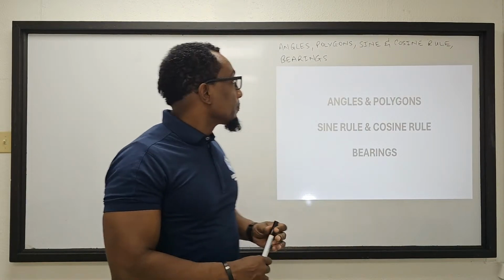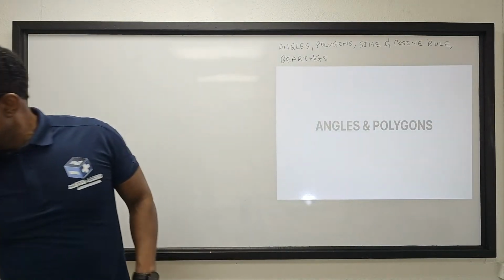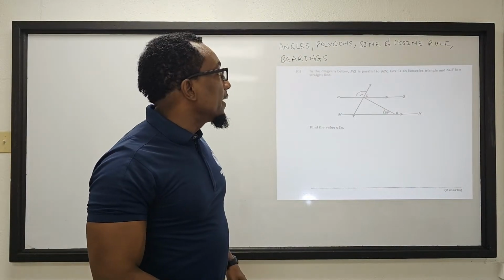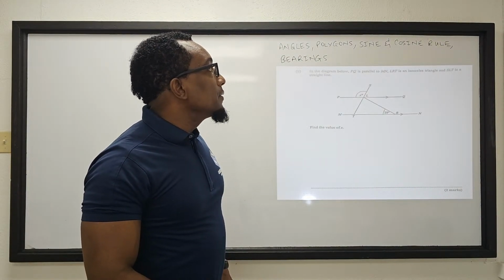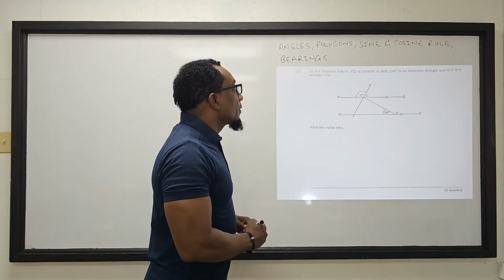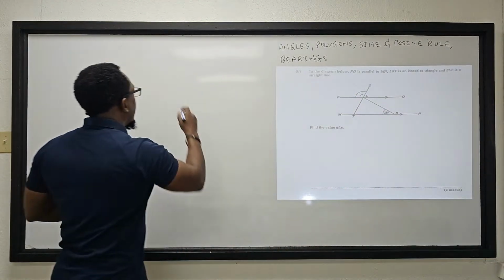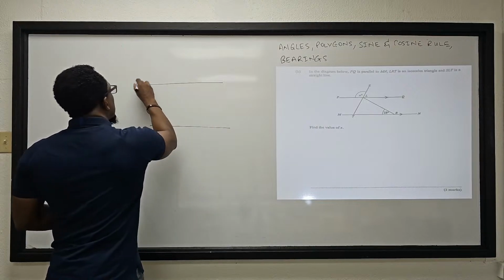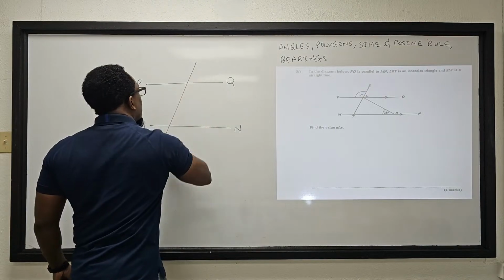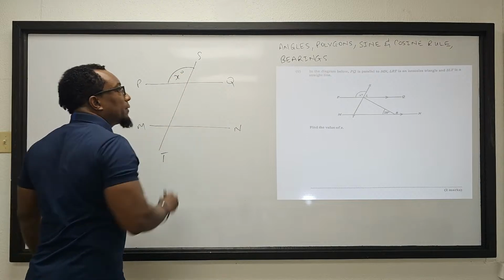Alright, so let's go. First question, given angles and polygons. We have this question in the diagram below. PQ is parallel to MN, LRT is an isosceles triangle, and SLT is a straight line. So we have PQ and MN as parallel lines, and this transversal line ST. We have this angle here which is x degrees, which we have to find.